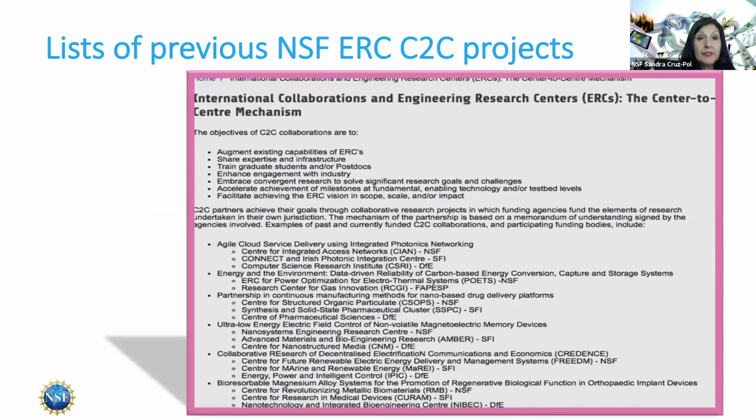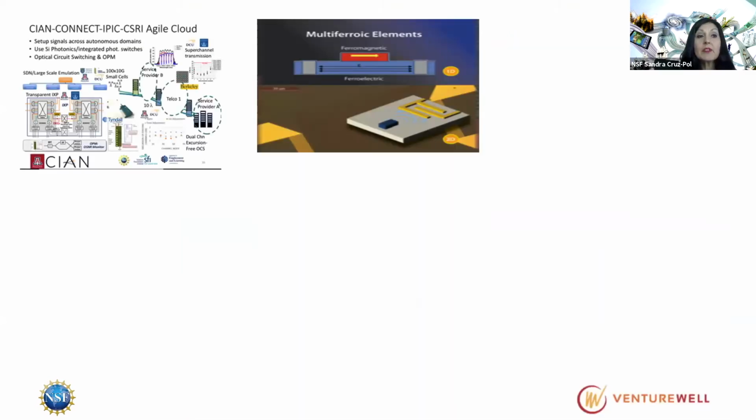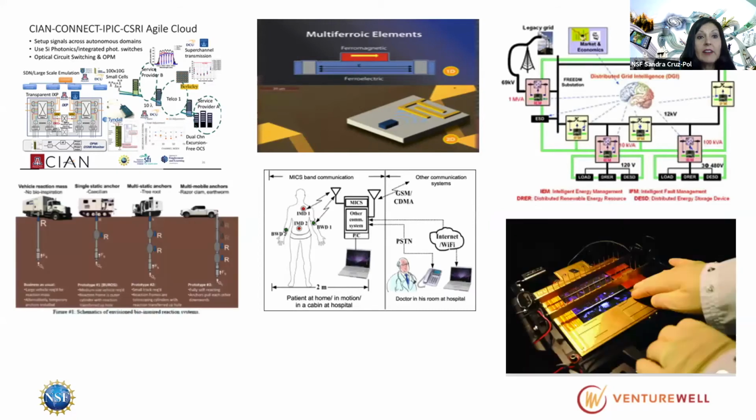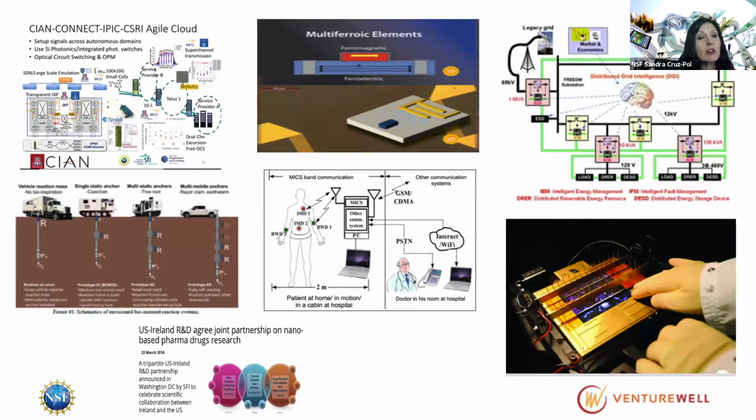Here is a list of previous and current C2C projects, which is presented on the new portal as shown in this screenshot. NSF funds up to $800,000 for each C2C project. The budget allocated by other global partners varies. These images are from some of the awarded C2C projects. And as you can see, they cover a wide range of research topics such as telecommunications, pharmaceuticals, nanomaterials, energy, and medical devices. More information can be found on the website of each of these ERCs.